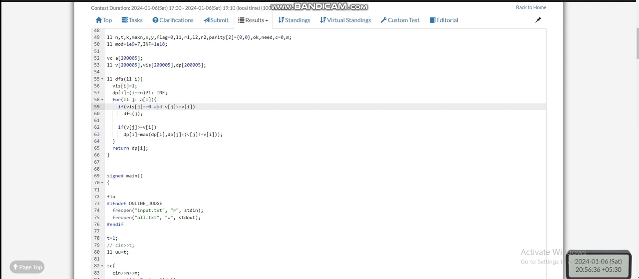Now we are iterating over every adjacent node of i, considering the adjacency list. Now if visited of j equals 0, that means the node is not visited, and vj is greater than or equal to v of i, we are doing dfs of j. Now after the dfs is done, we have already updated the value of dp j. So now we are doing dp of i equals maximum of dp of i comma dp j plus (vj not equals vi).